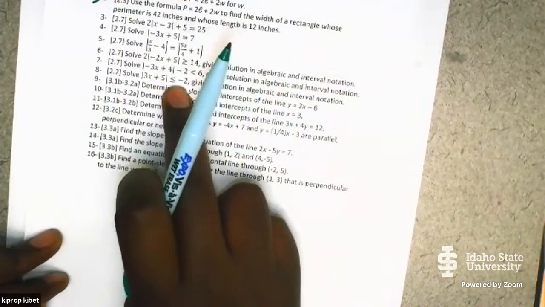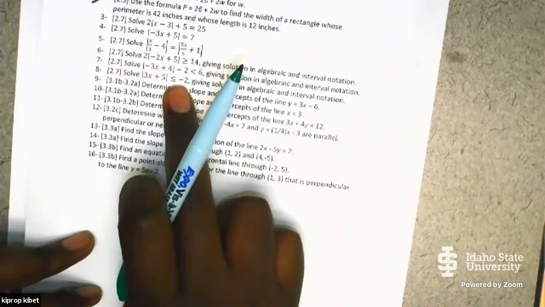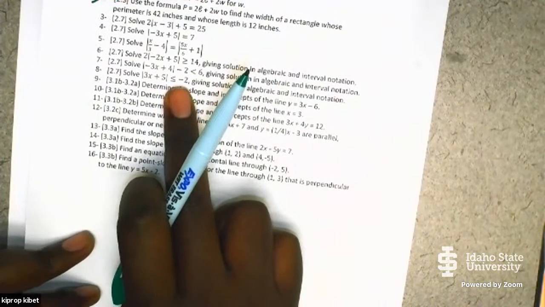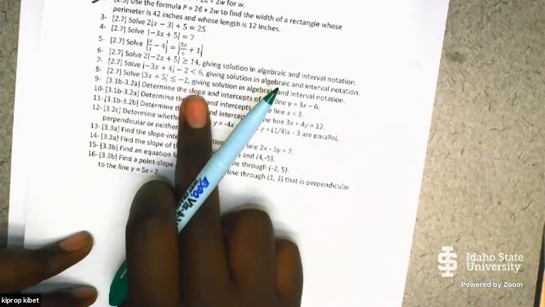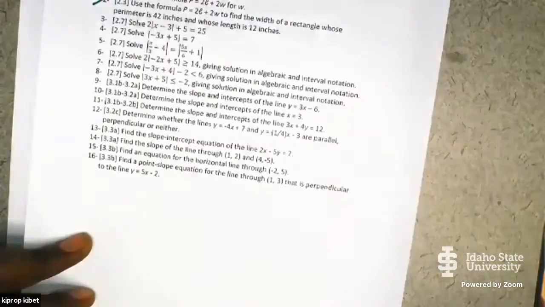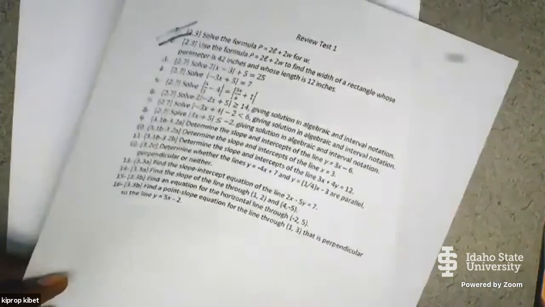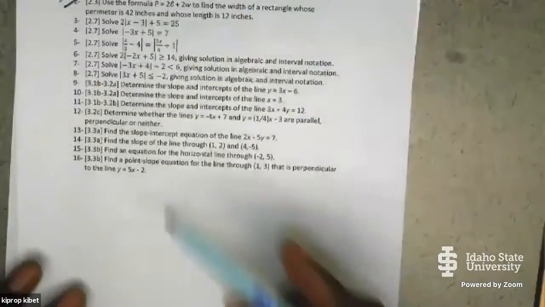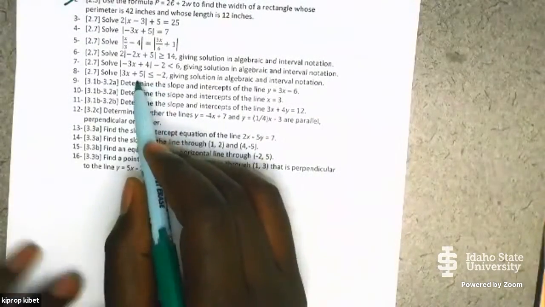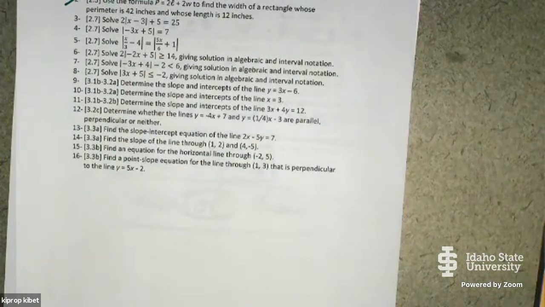So what happens here? The absolute value of 3x plus 5 less or equal to minus 2. What happens here? Is there any solution here? There is the absolute value, right? So there is no solution.